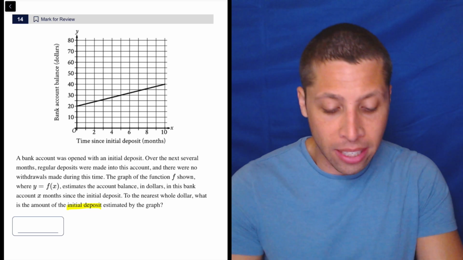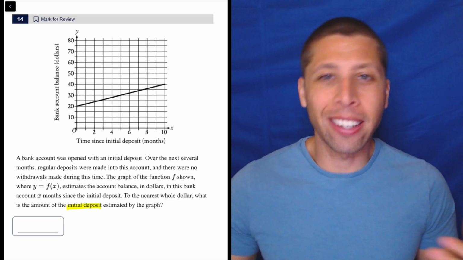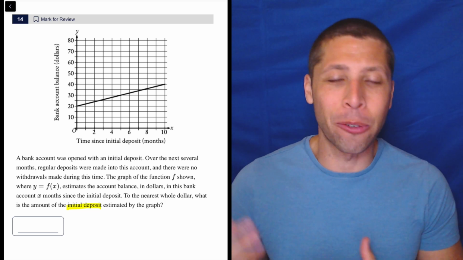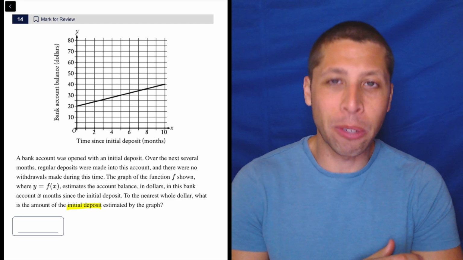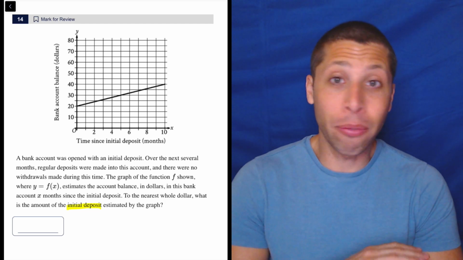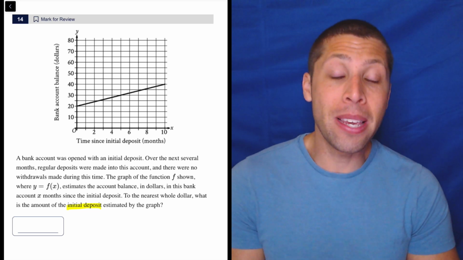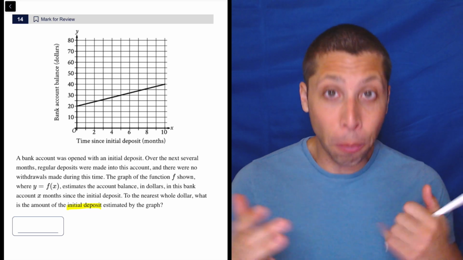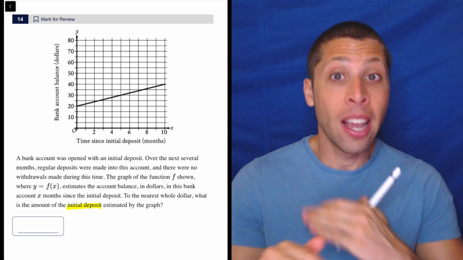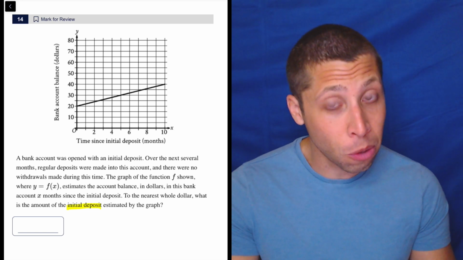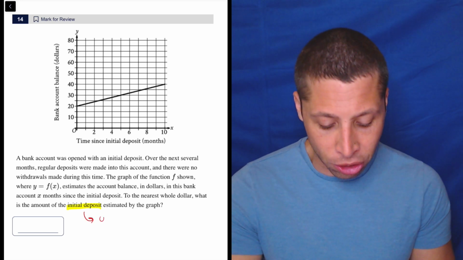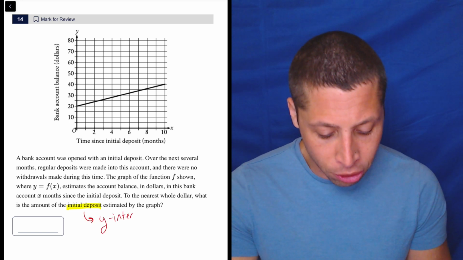That phrase needs to stick in your mind. Everything else, technically, is information we need in order to understand what's going on for sure. But if all of that was written in a different language, except that last piece, that we need the initial deposit, your brain should still go to the same place, which is, in the simplest situations, which is usually what we're given, the initial deposit is just going to be the y-intercept.